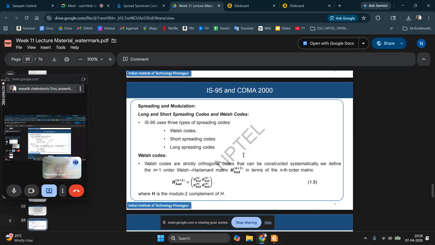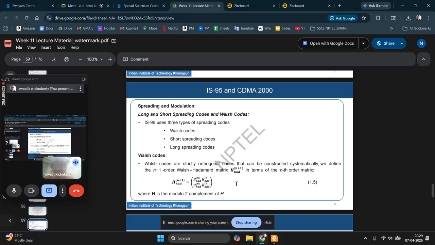Next is the spreading and modulation parts. So long and short spreading codes and Walsh codes. IS95 uses three types of spreading codes: Walsh code, short spreading code, and long code. Walsh codes are strictly orthogonal codes that can be constructed systematically.